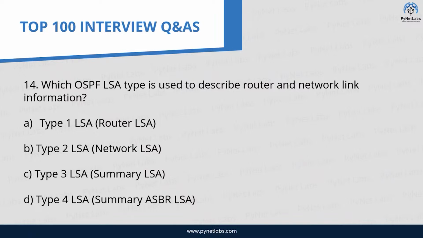So over here, we have the correct answer, which is the type 1 LSA, that is router LSA, because that router LSA is going to let you know the information of the link which is advertised in the network, or whatever the first command you execute to advertise whatever the network which is there. So that responsibility is for the type 1 LSA.